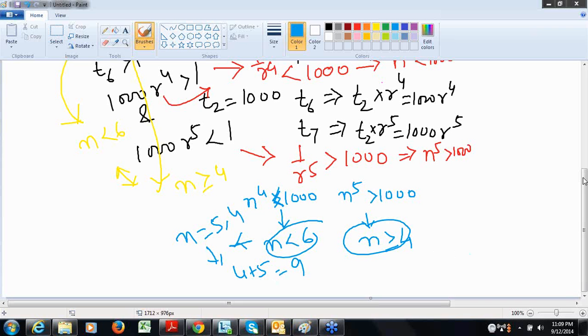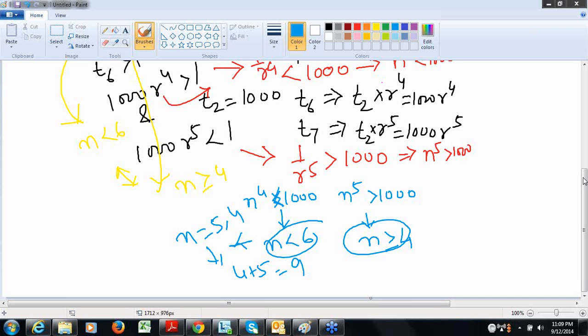If n is a natural number and n to the power 4 has to be less than 1000, then what will be the value of n? n has to be less than 6. If n is 6, then 6 to the power 4 means what? 36 into 36, that means 1296. That becomes more than 1000. So n has to be less than 6.